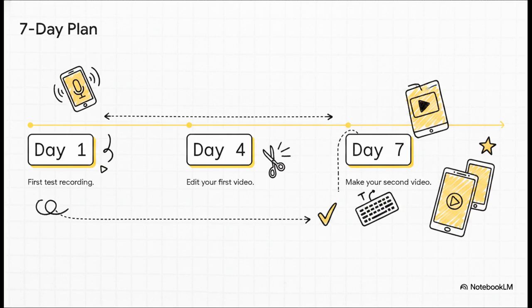To put all of this together, we've got an actionable 7-day practice plan to take you from novice to pro in just 1 week. Day 1, just do your very first 1 to 2 minute test recording. Keep it simple. By day 4, you're going to edit your first video by trimming the ends and slapping on some text. And by day 7, you will review your work and create your second highly polished video. You can absolutely do this.